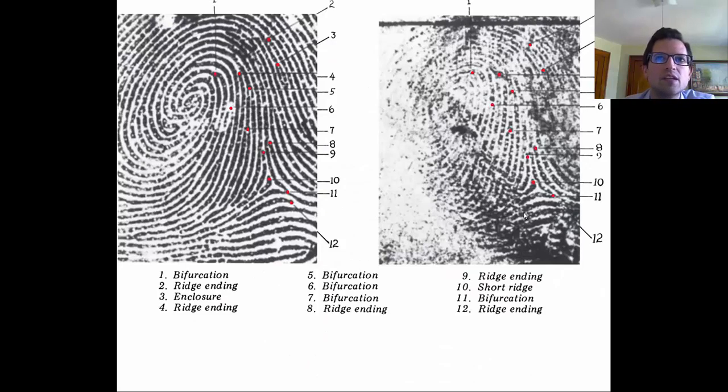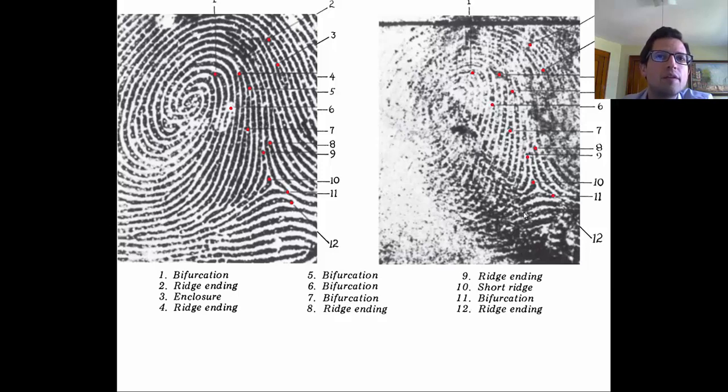So what I've done here is I've taken two fingerprints and marked with red dots each of these ridge characteristics. And there are many more ridge characteristics in these images, but we only need a certain number of them. So I thought I would just focus on those ones there.